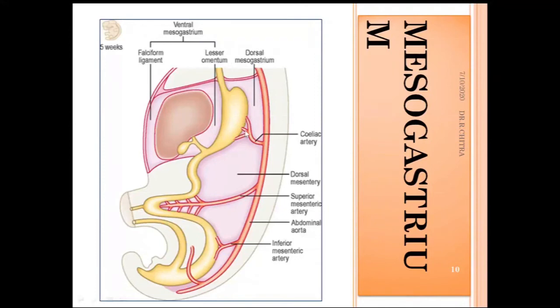And in the dorsal mesogastrium, the spleen development will take place, so that this will be converted into the gastrosplenic ligament and the lieno-renal ligament. So these are the derivatives of the ventral and the dorsal mesogastrium, which we have covered in detail. So the stomach has formed two curvatures now.